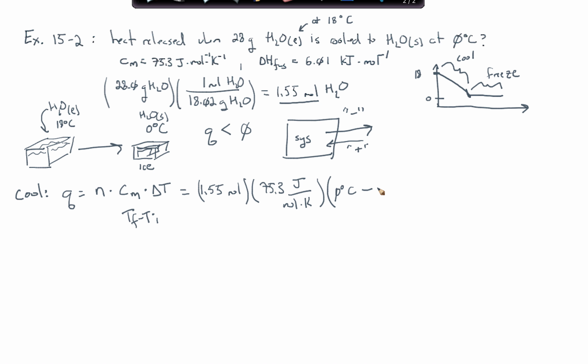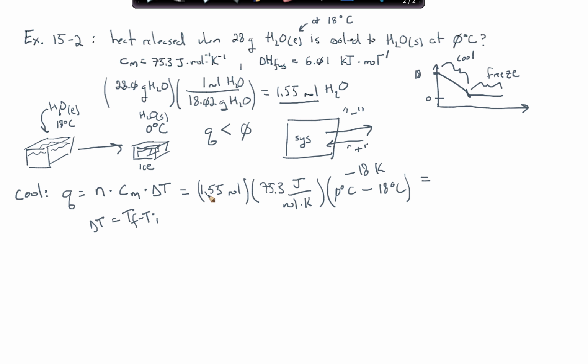Minus our initial temperature, which is 18 degrees Celsius. And so when we plug that in, what do we get? We get minus 18 Kelvin. Again, it doesn't matter when you're talking about a delta T whether or not you call this Kelvin or degrees Celsius. It's only when you're talking about actual temperatures that they're different from each other. Changes in temperature are the same in both cases.